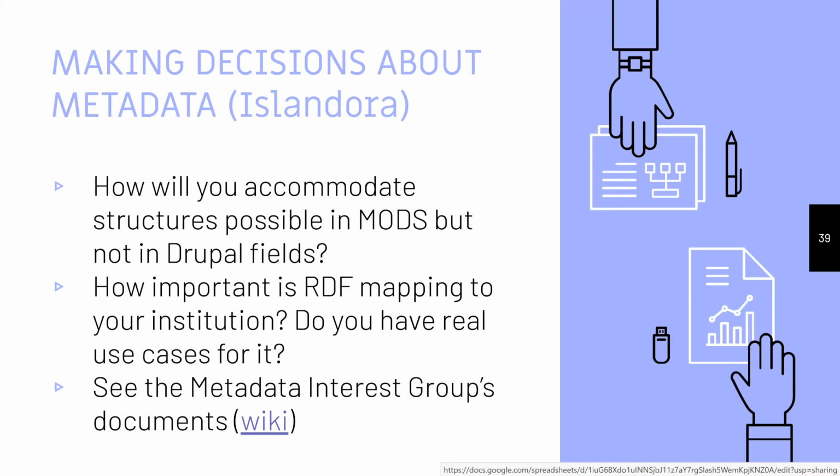And secondly, and something kind of a personal bugbear of mine, is how important is RDF mapping to your institution? Do you have real use cases for it? Or like in our case, we don't. Honestly, I would love to hear real use cases for RDF mapping at scale for every field. I can see their benefit in taxonomies and whatnot, but mapping every Drupal field to an RDF property, we don't see the value proposition. See value, we don't see use case. So we're not going to spend a lot of time on that initially. If we want to do that after the fact, we will do it, but not as part of our migration.